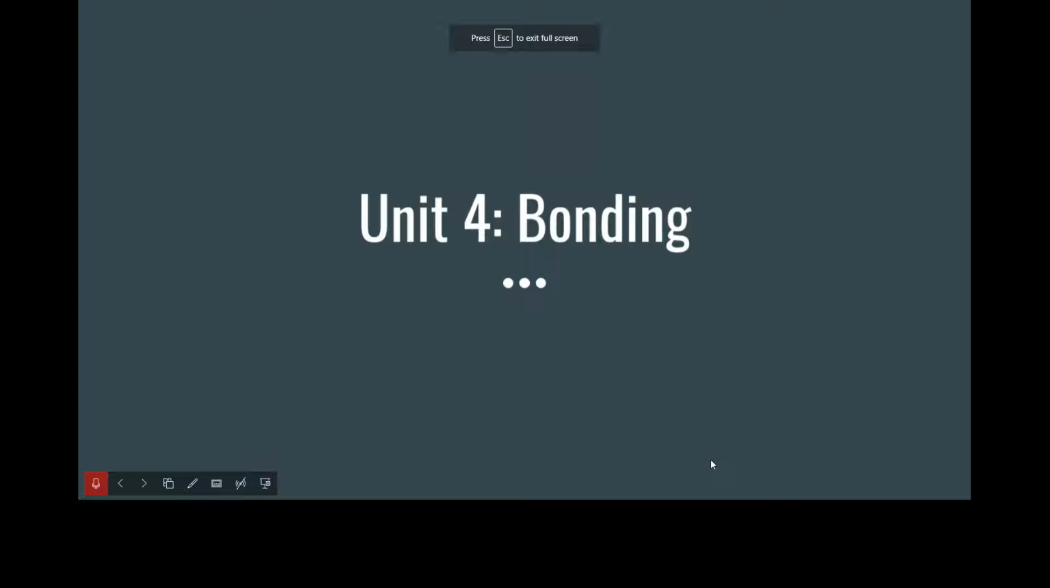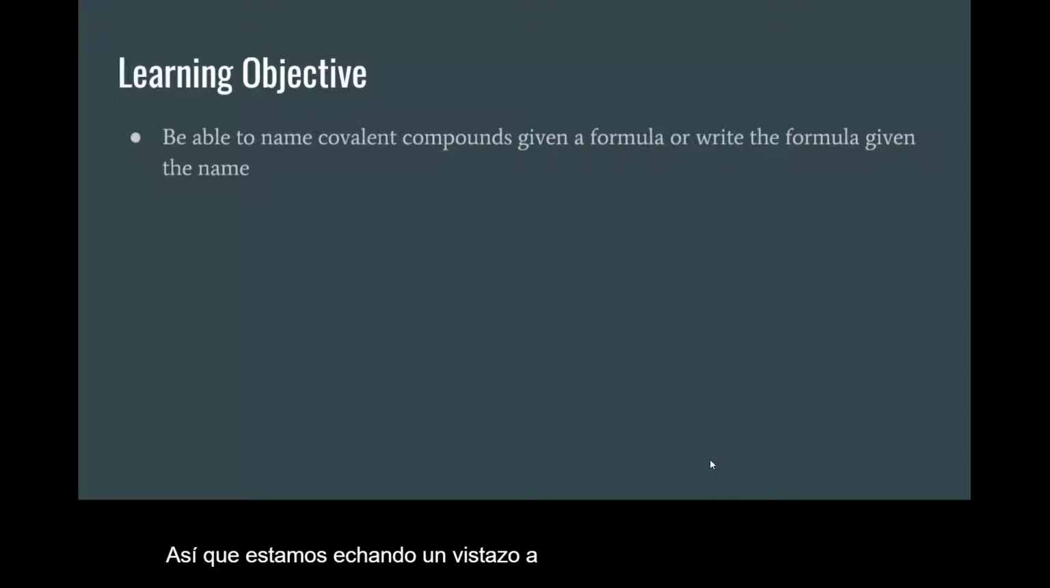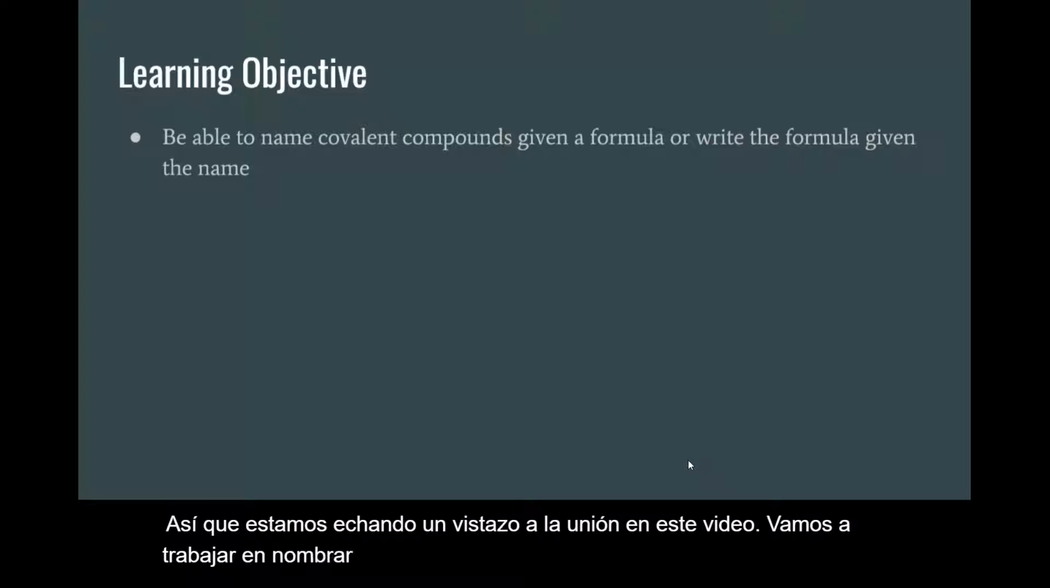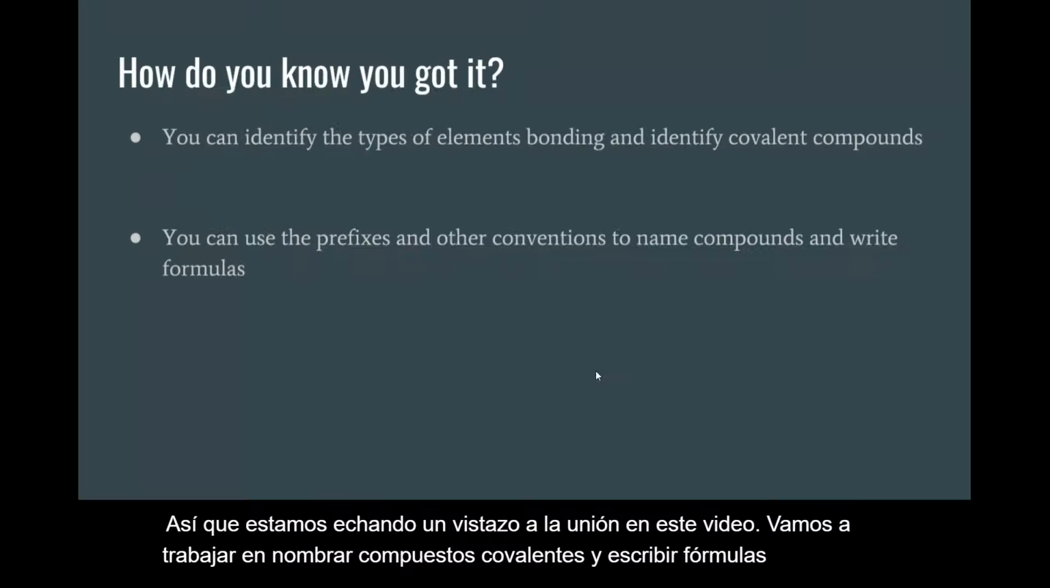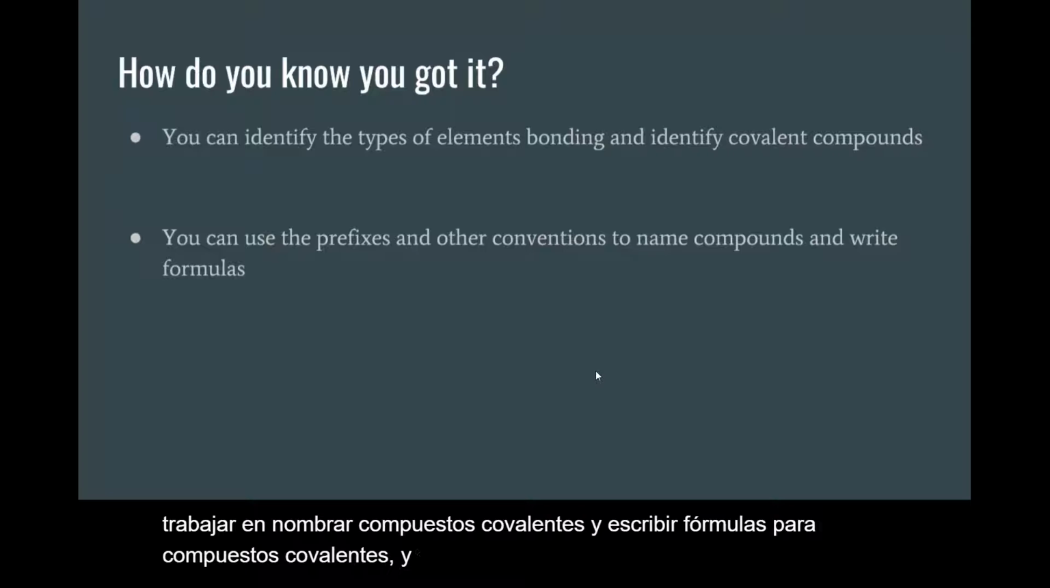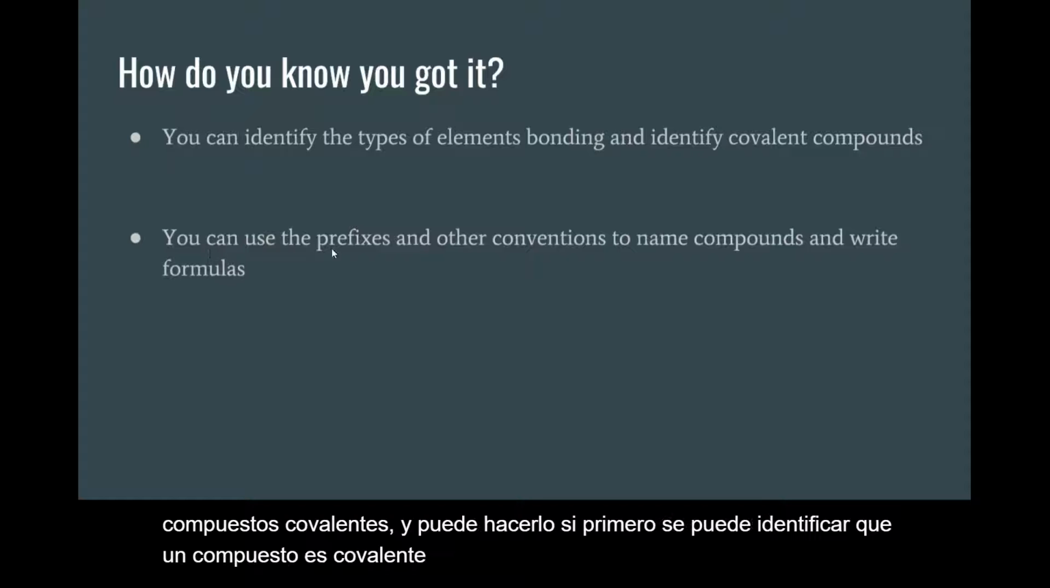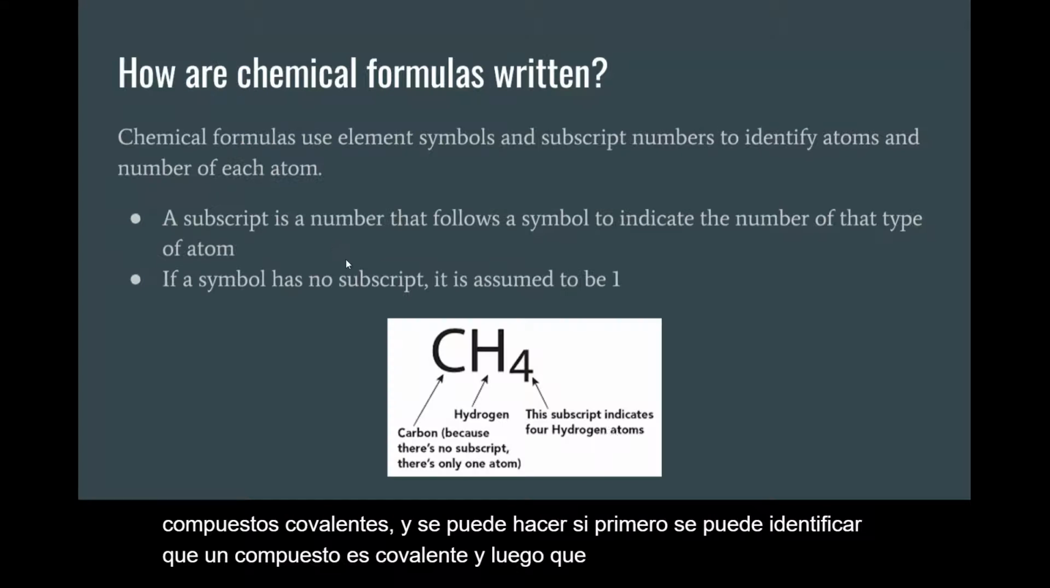So we're taking a look at bonding, and in this video we're going to work on naming covalent compounds and writing formulas for covalent compounds. And you can do it if first you can identify that a compound is covalent, and then that for covalent compounds we use prefixes.